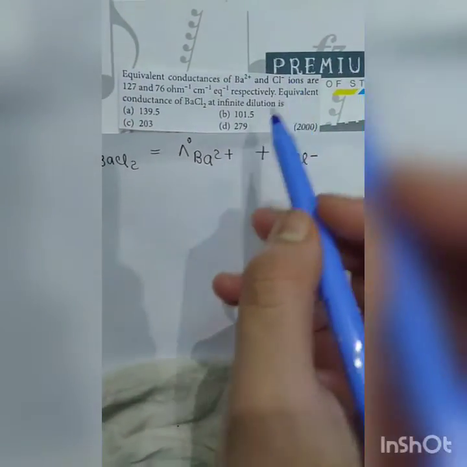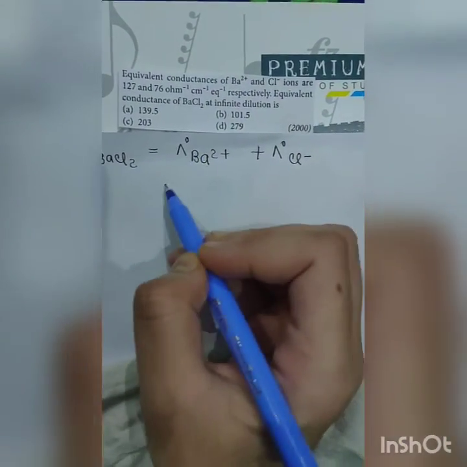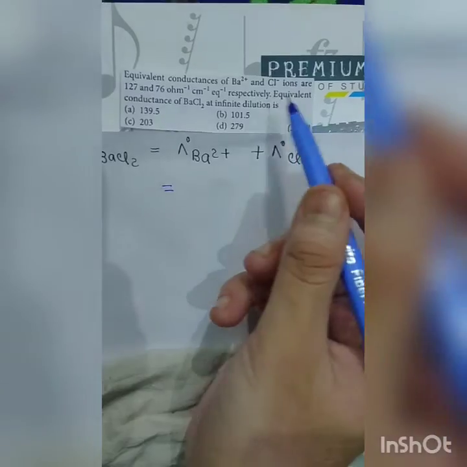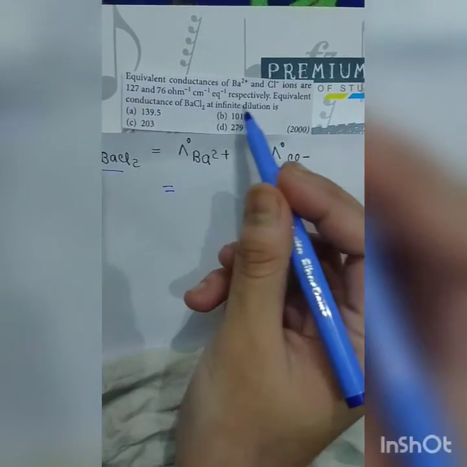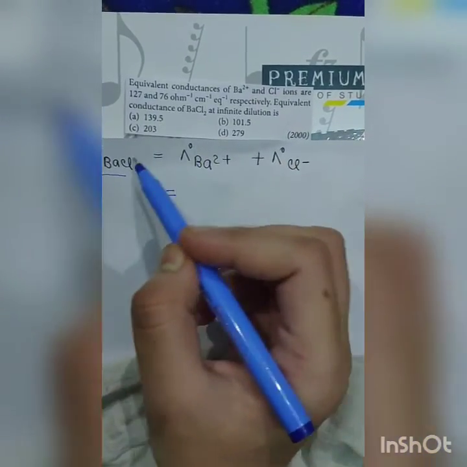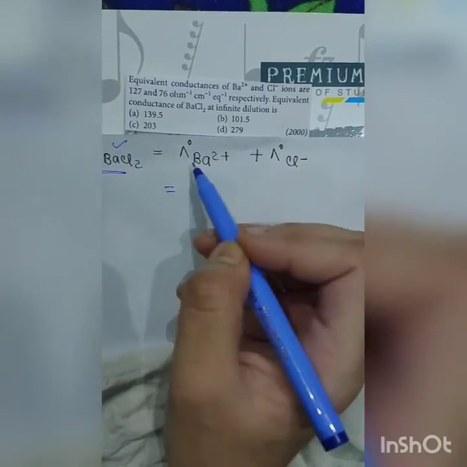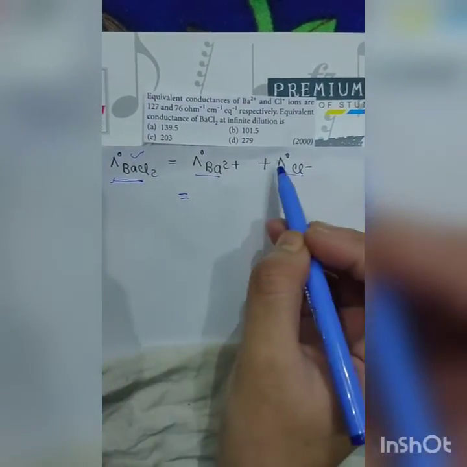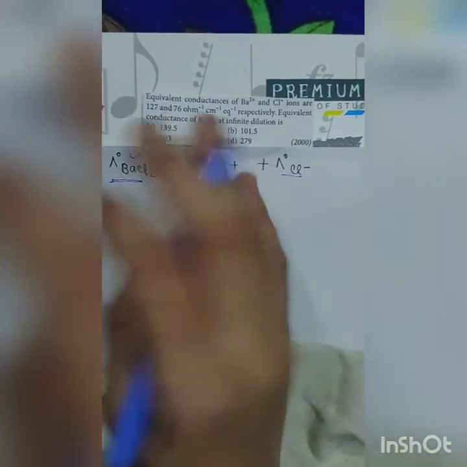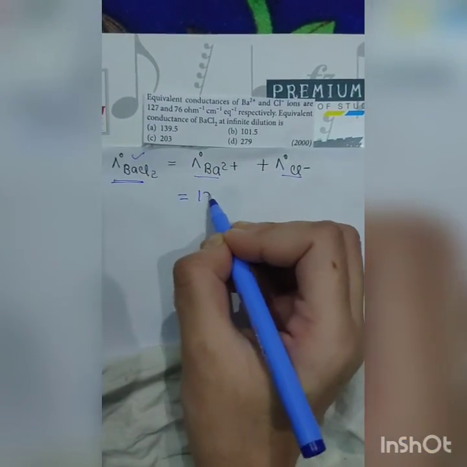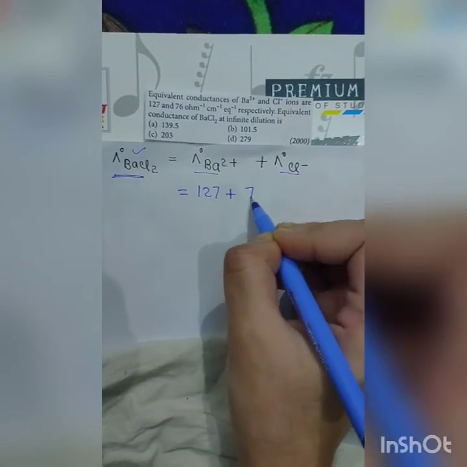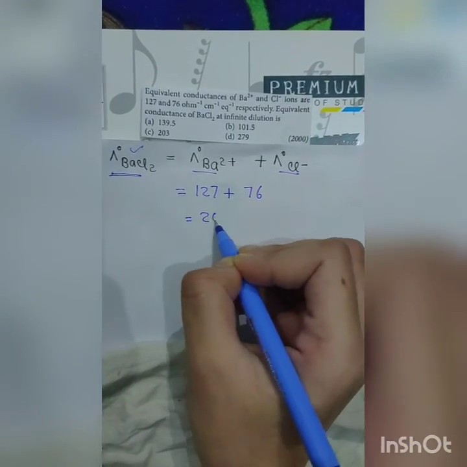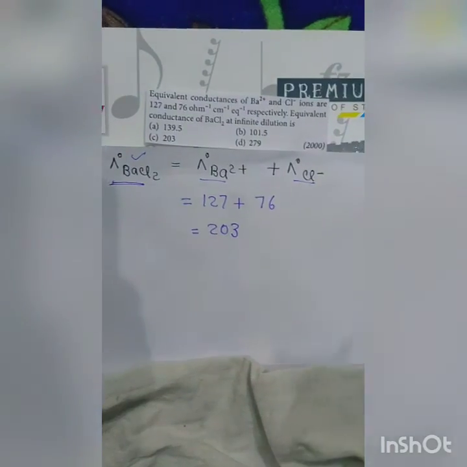Equivalent conductance of barium and chloride ions are given. It is 127 and it is 76. Equivalent conductance of barium chloride at infinite dilution. Limiting equivalent conductance. So limiting equivalent conductance is equal to limiting equivalent conductance of individual ions. यहाँ पे कोई multiply नहीं होता है, multiply molar conductance के केस में होता है. If we were asked molar conductance, तो यहाँ पे chlorine ions 2 के साथ multiply हो जाता, लेकिन equivalent में ऐसा नहीं होता. So barium के लिए it is given 127 and chlorine के लिए it is given 76. So if we add this, we'll be getting answer 203, which is given in option C.